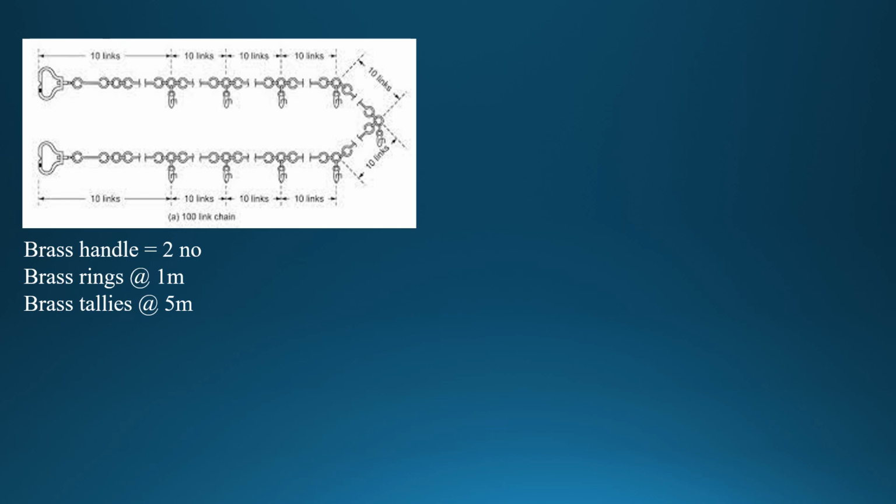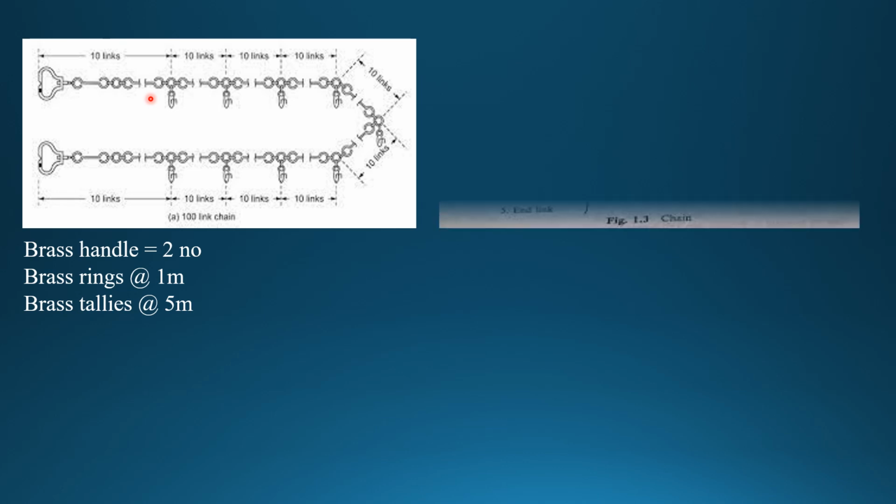Next we elaborate the parts of the chain. This is the chain, and the chain is provided with a brass handle at each end. So there are two brass handles, and in the chain there are brass rings at every 1 meter, and brass tallies at every 5 meter. So remember, two brass handles at each end, at each 1 meter there is a brass ring, and at each 5 meter there is a brass tally.